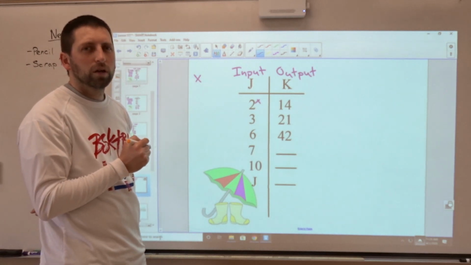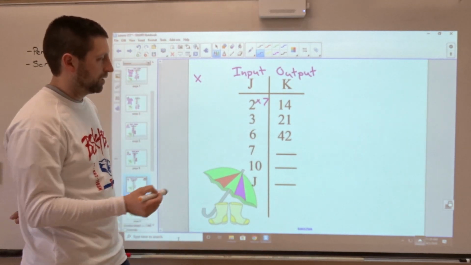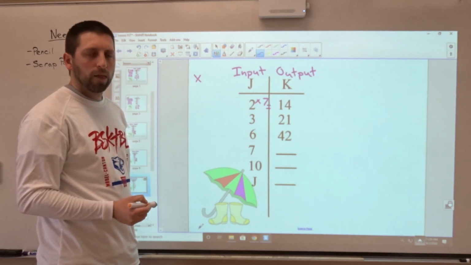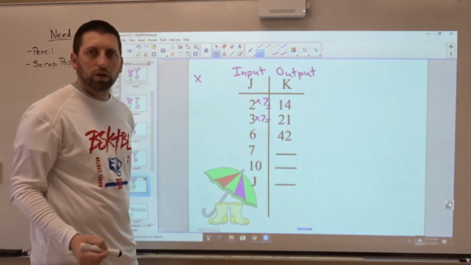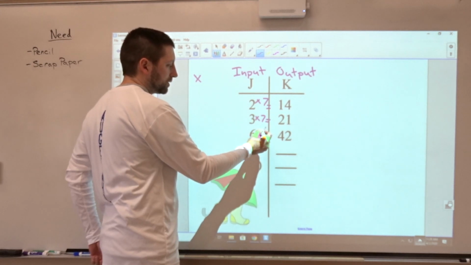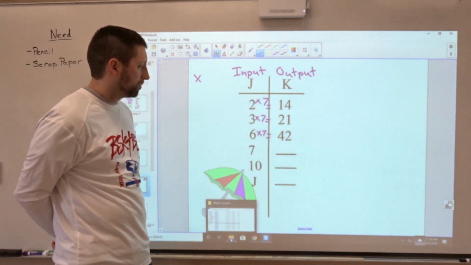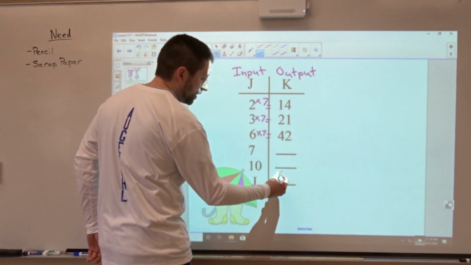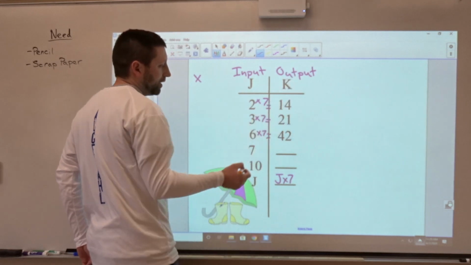Well, what number could I multiply times 2 to get to 14? I'm going to think a little bit. 2 times what number is 14? Well, 2 times 7 I know is 14. 3 times 7, does that equal 21? Yes, it does. Okay, 6 times 7? Yeah, that equals 42. So my rule here is J, whatever J is, take it times 7, and then you will get the letter K.